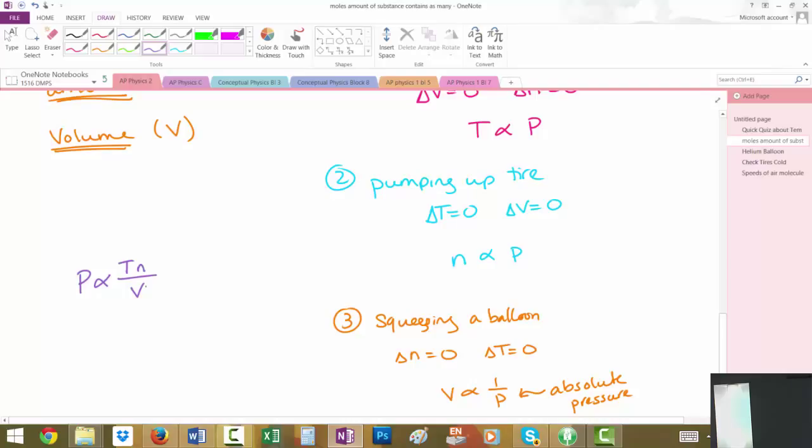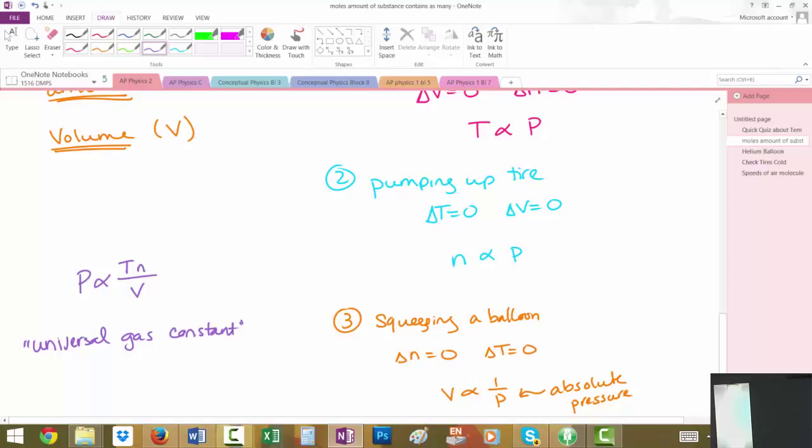We like things that are equal as opposed to proportional, right? We like to be able to set something equal. So we need to have a constant in there, some sort of constant of proportionality. Let's call it the universal gas constant.